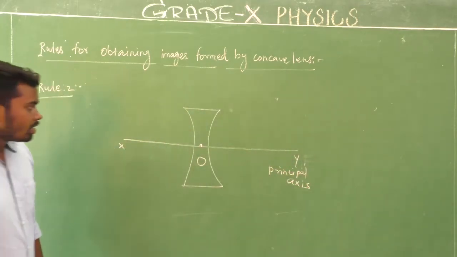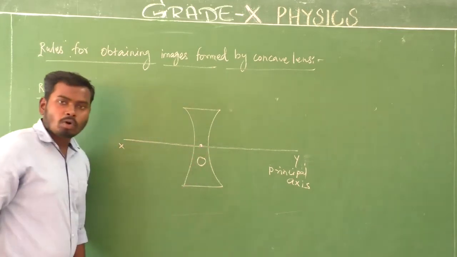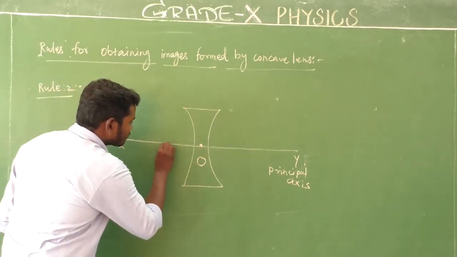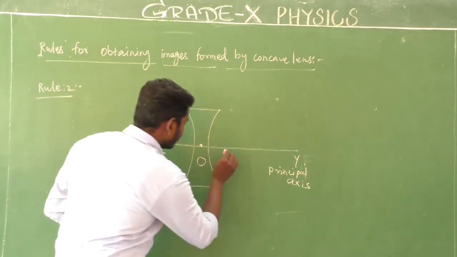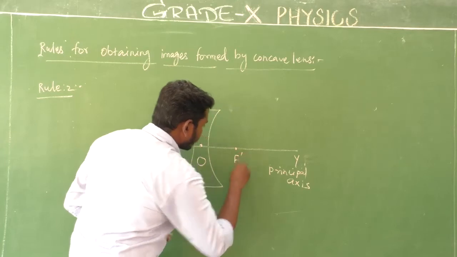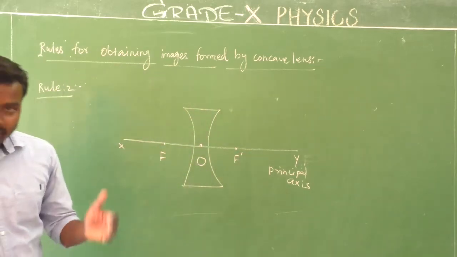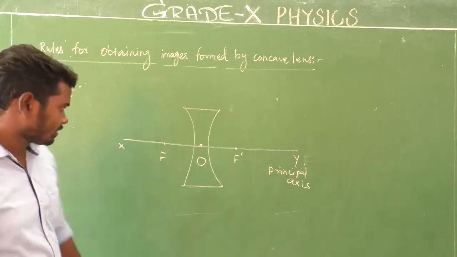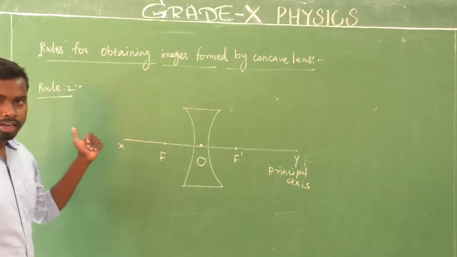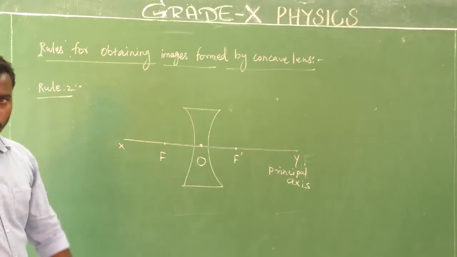Is it clear? Yes. Next one, which is the first focus. The first focus is placed at the left side of the concave lens. So this is the first focus, and this is the second focus. The two foci are placed at equal distances from the optical center. Am I right? Yes. Okay. So now let's start with rule number 2.